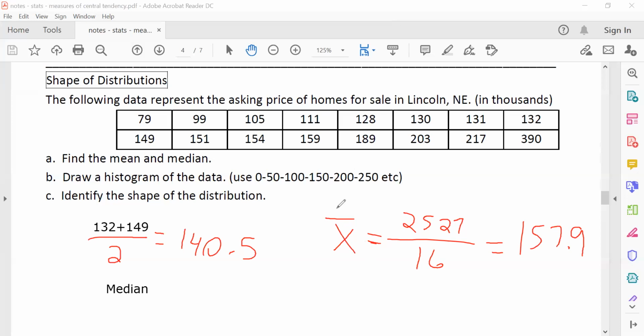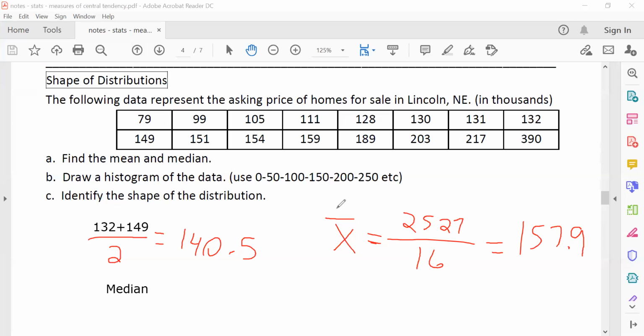So the question is, this was a sample of 16 homes. There's probably thousands of homes in Lincoln, Nebraska. So can I go around and say, you know, the average home value, the average price of a house in Lincoln, Nebraska right now is about $157,900? Can I say that?